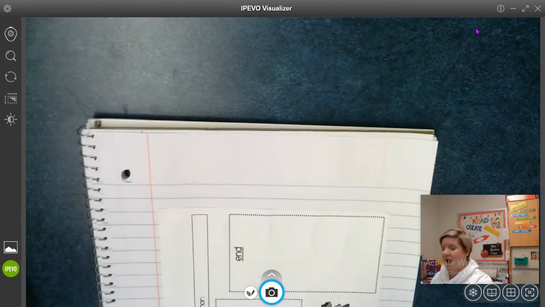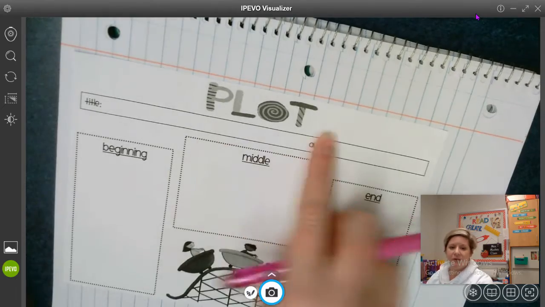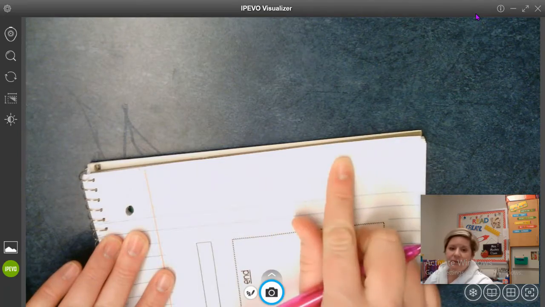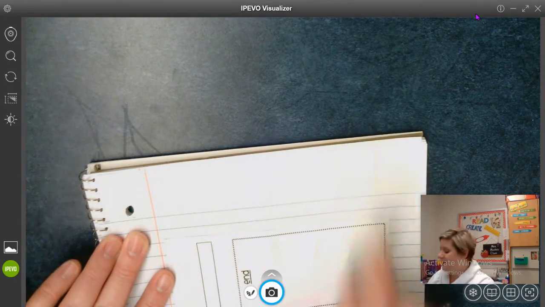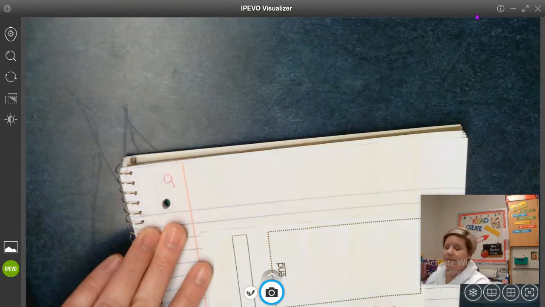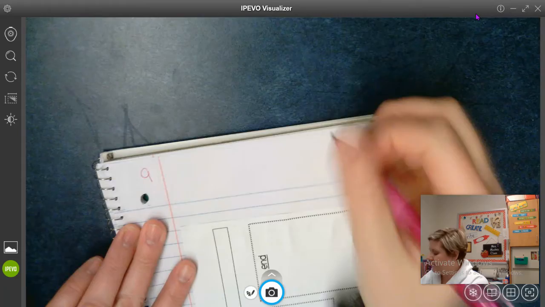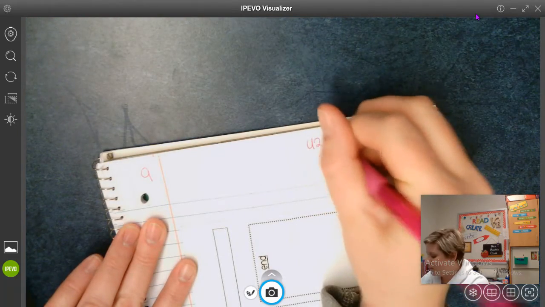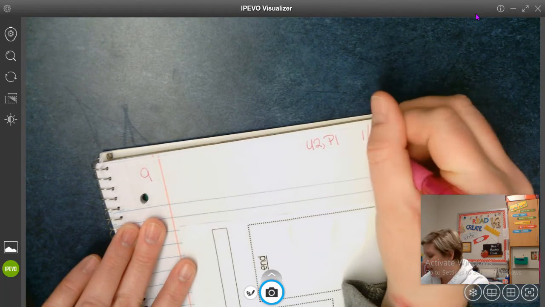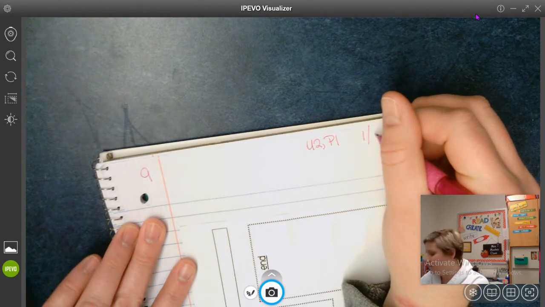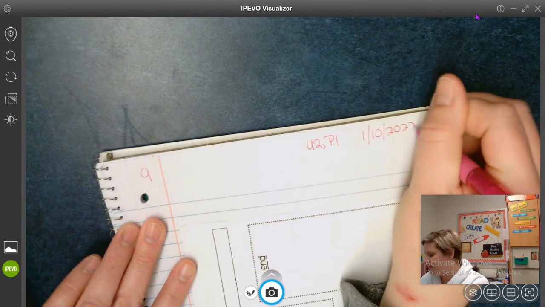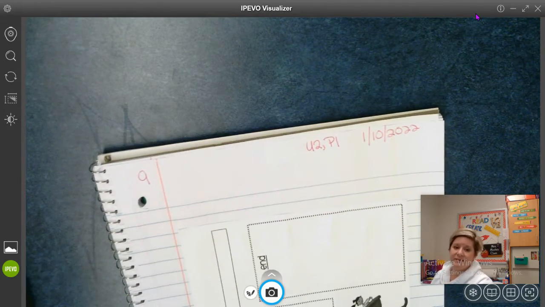And let's get started. I'm not going to put plot on there because I already have plot right here. I am going to put a title though. And I'm going to move my title up a little closer because I want to use these lines with my notes. So over here, I'm on page 9. This is part of Unit 2, Part 1. And today's date for me is the 10th. You might have a different date in your notebook, and if so, that's okay.